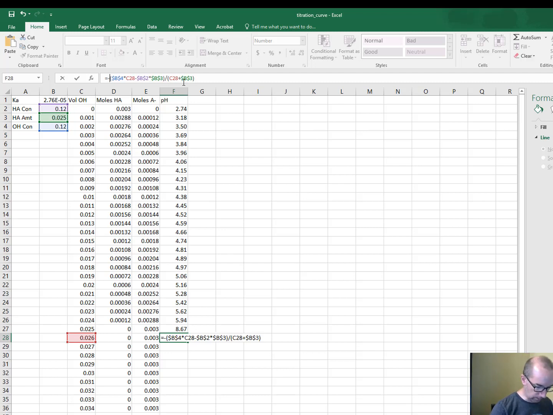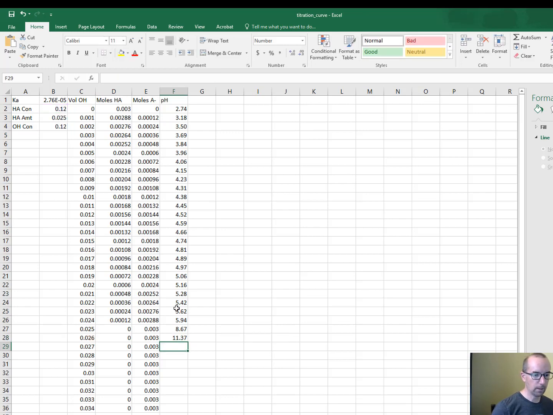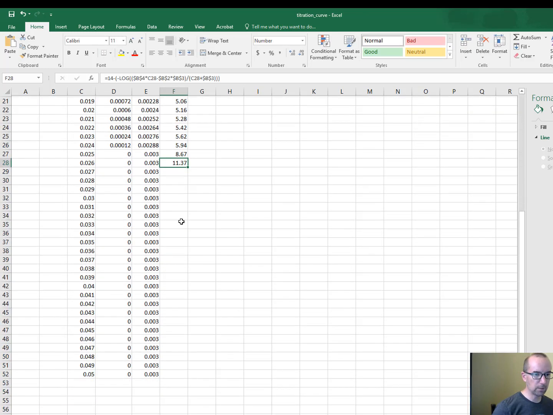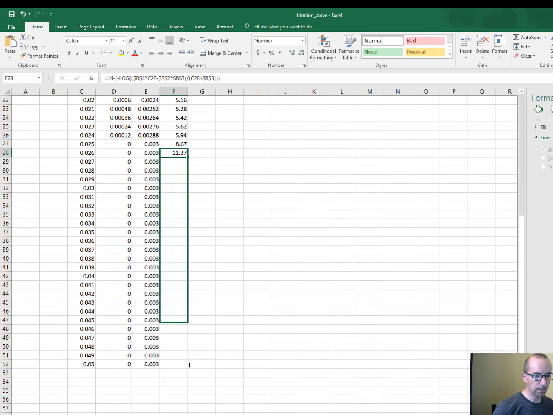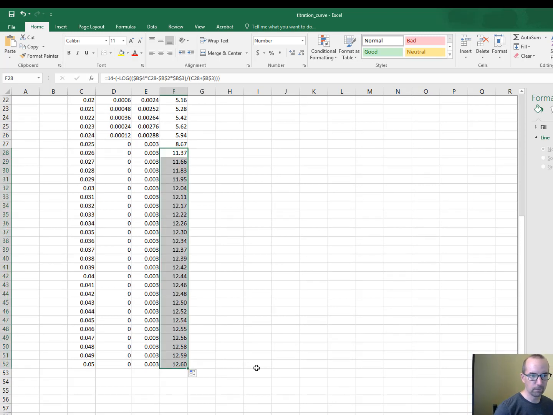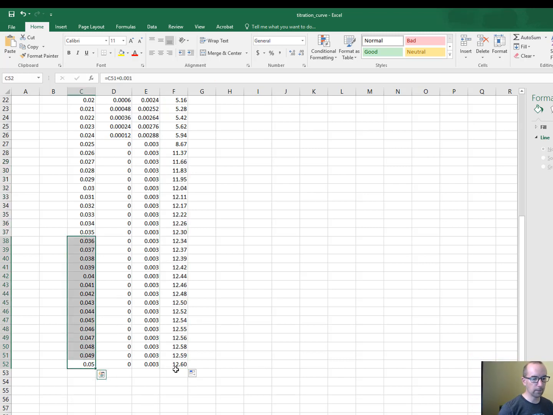I need to take the negative log of that. But this will be the pOH, and I'm not interested in that. I'm interested in the pH, so I need to take that number and subtract it from 14. So 14 minus this entire group. And there we go, 11.37 is about what I was expecting. So I'll just drag this on down. There we go. Now I've got both my columns there. So I've got my volume column all filled out and my pH column all filled out.